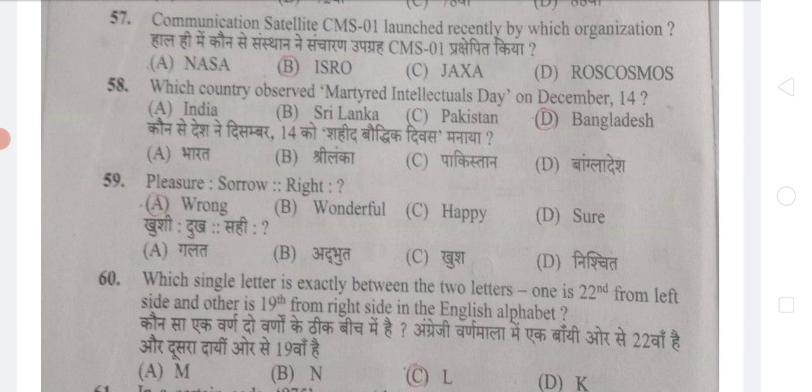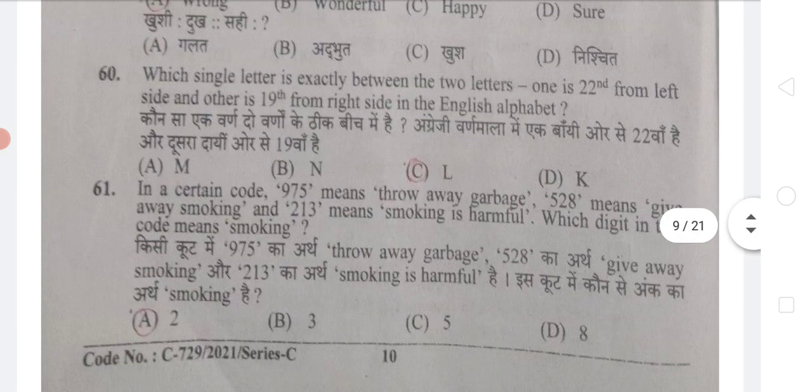Question 59 onwards are reasoning questions. Pleasure, sorrow, right? A. Wrong. Which single letter is exactly between the two letters, one is 22nd from left side and the other is 19th from the right side in English alphabet?